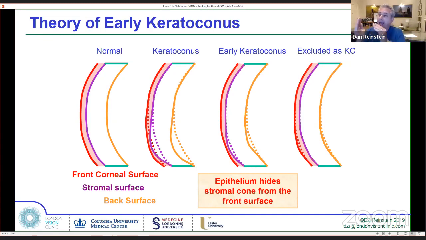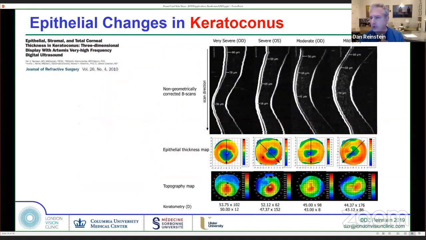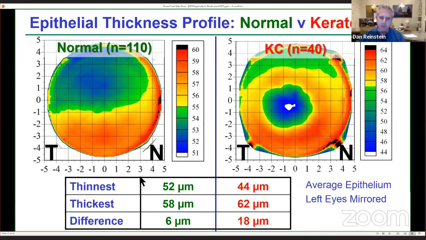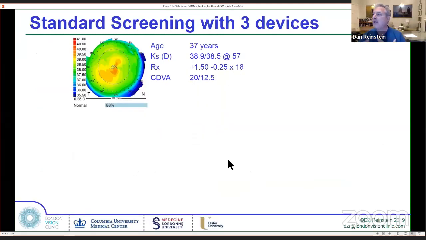But if you have back and front surface elevation concordantly elevated in the same place, with focal thinning of the epithelium in the same region, then it's very likely to be keratoconus. But you cannot have thick epithelium over a focal stromal ectasia, so you can exclude keratoconus that way. And like I said, we published the keratoconic epithelium showing the classic donut pattern, and the normal profile, of course, and exploiting this difference between the keratoconic and the normal is what led us to develop these algorithms for keratoconus detection.